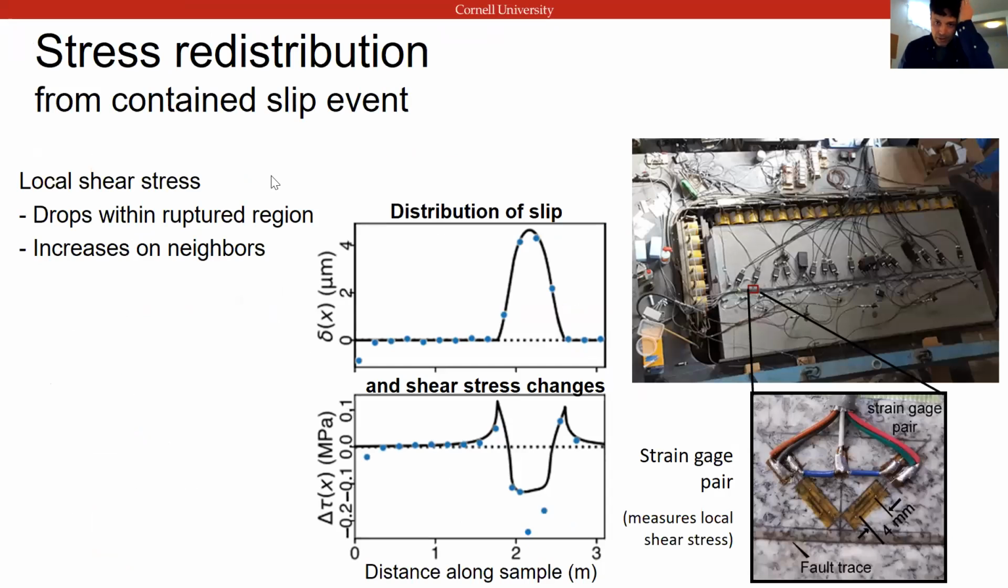The other thing I want to point out, if you've got one of these confined slip events and you just look at the slip that occurred between the beginning and end of the event, there's this distribution of slip. There's also a distribution of shear stress changes that we can measure with strain gauge pairs located at many locations along the fault. What we can see is that the local stress drops in the region that slipped, and it actually increases on the edges of that. So basically we have a little shear crack, stress drops within the crack, and it increases right outside the crack. And then far away from the crack, there are no changes.